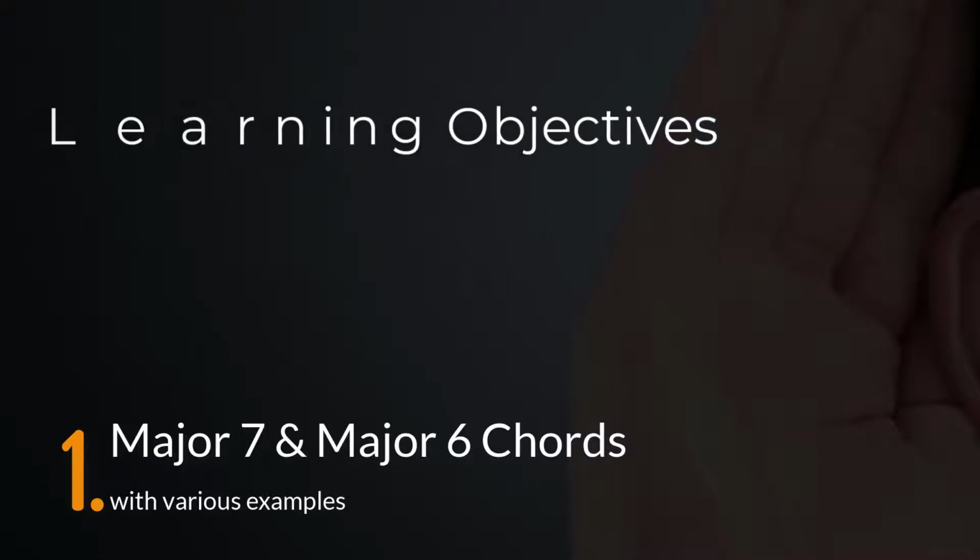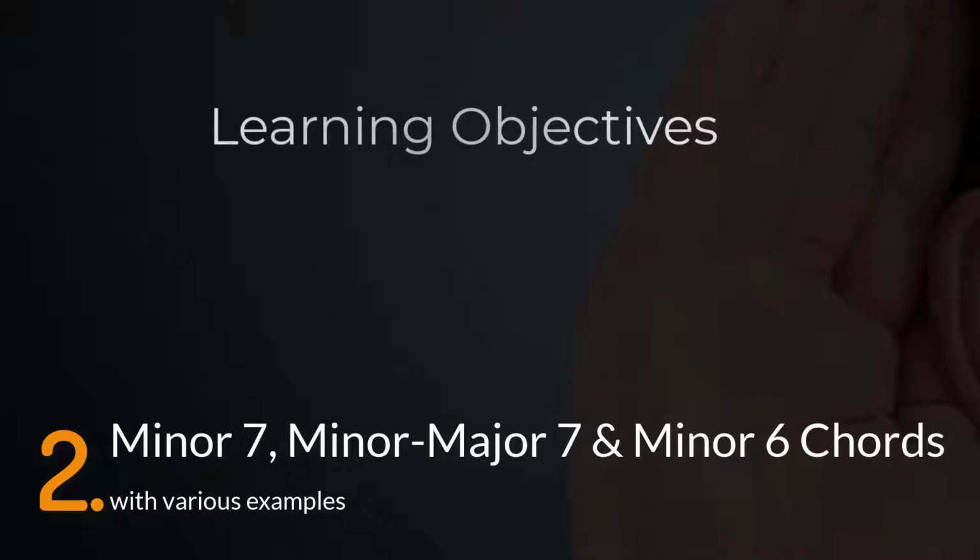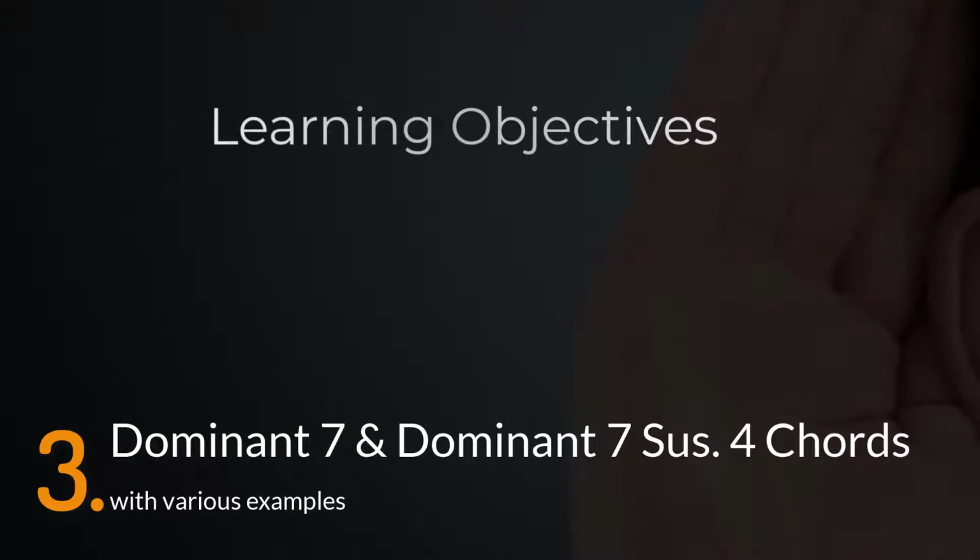In this week's episode, I will take you through 3 different exercises on how to listen to major 7th and major 6th chords. I'll play various examples and ask you to identify these chords. And then I'll proceed to minor 7th, minor major 7th and minor 6th chords. I'll also play various examples and ask you to identify these 3 different chords. And I will conclude with dominant 7th and dominant 7th suspended 4 chords. I will play various examples and also ask you to identify these 2 different chords.